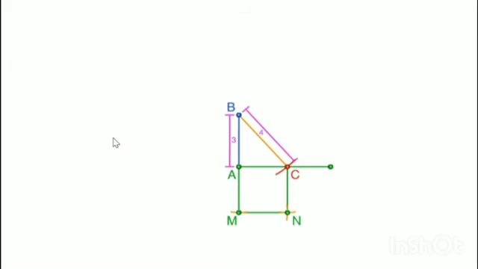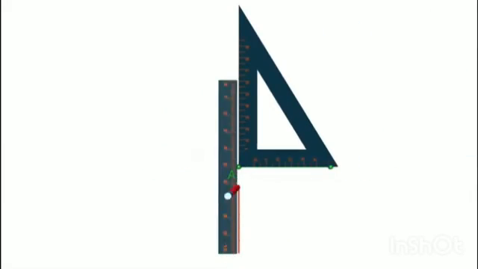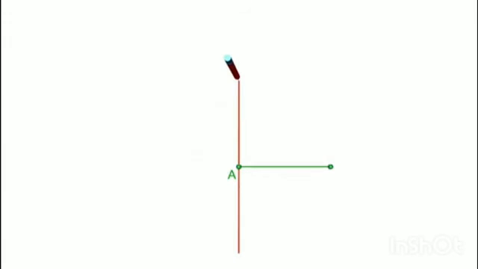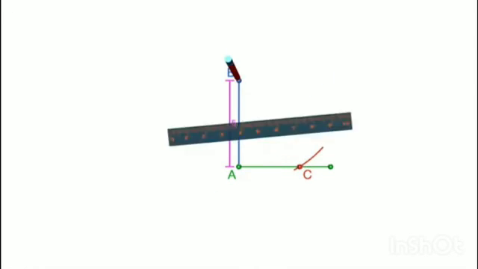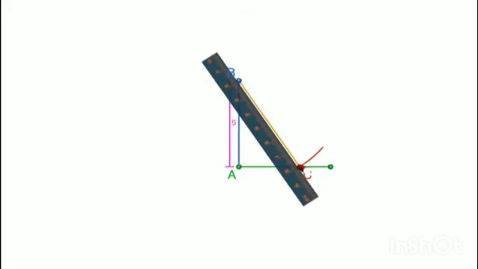Now let us draw a square of area 11 square centimeters. Let us draw a line at first. Through the point A, draw a perpendicular to this line. Now mark a point 5 centimeter away from A. Let it be B. Join AB. Now take 6 centimeter in the compass and draw an arc from B. Mark the point of intersection, let it be C. Join BC. BC is 6 centimeters.